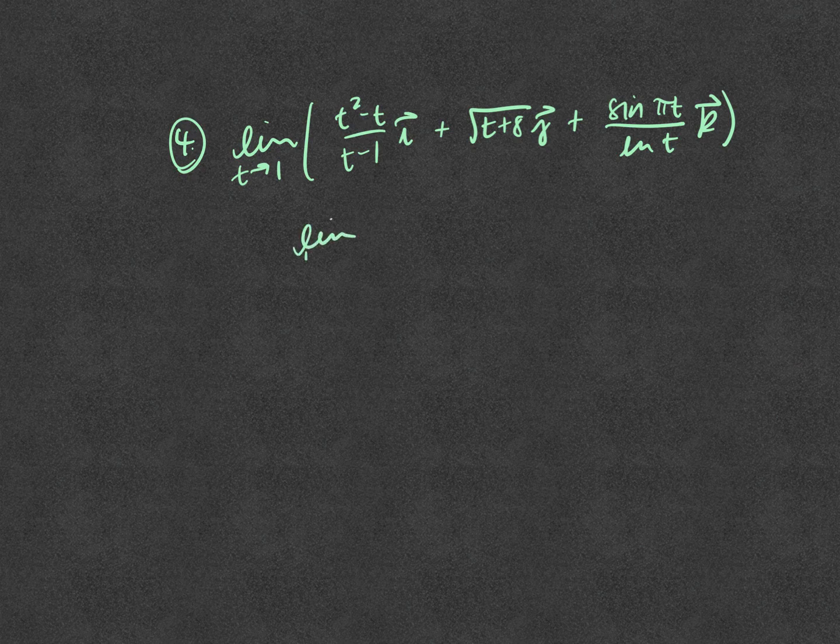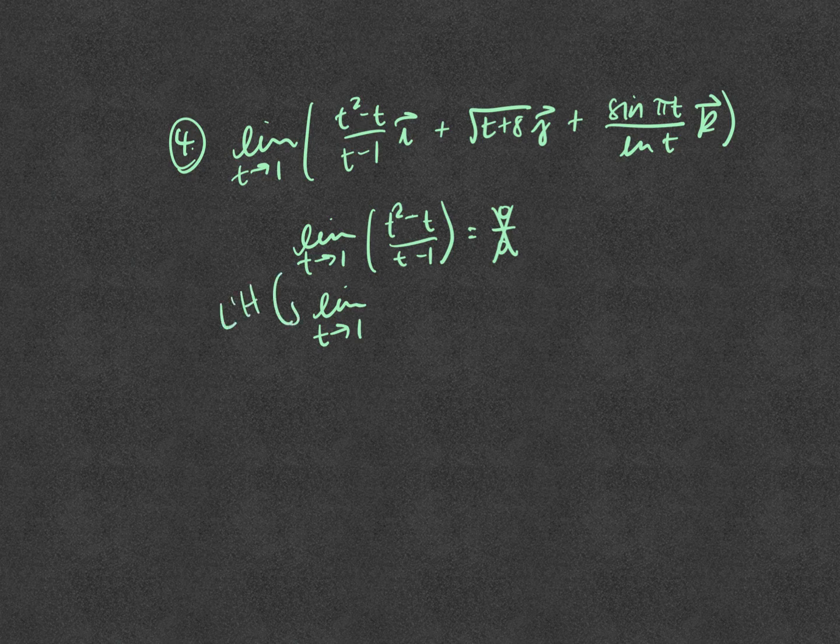Let's take it piece by piece. Let's look at the limit as t approaches 1 of t squared minus t over t minus 1. When we plug this in, we get 1 minus 1, which is 0 over 0, indeterminate form. Now, I love L'Hopital's rule, so I'm going to do this problem for you twice. We have the limit as t approaches 1 using L'Hopital's rule. So we get 2t minus 1, the derivative of the top and the bottom separately. The derivative of the bottom is 1, and 2 minus 1 is 1.